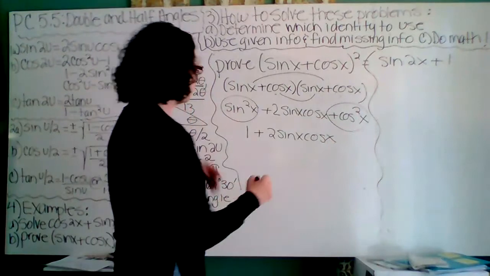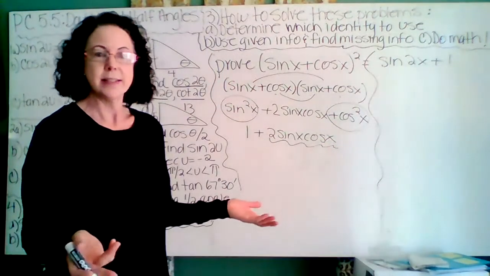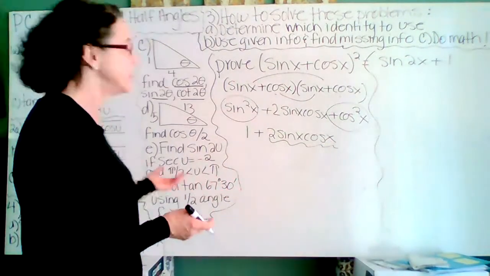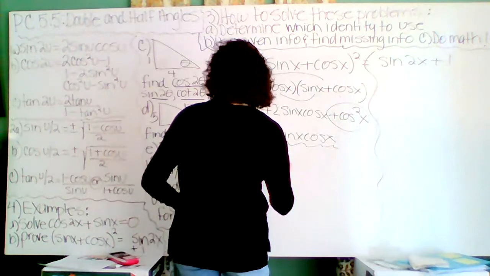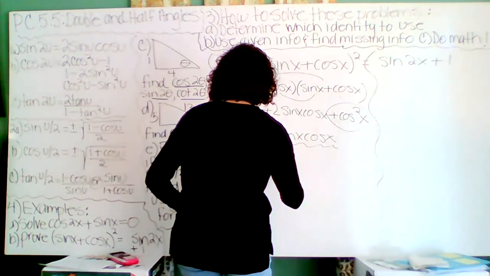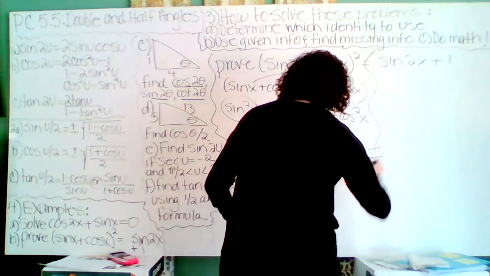And then I go, you know what? This looks familiar, doesn't it? 2 sine of x cosine of x. Isn't that one of my formulas? It sure is. It is the formula for sine of a double angle. And now both sides are equal.